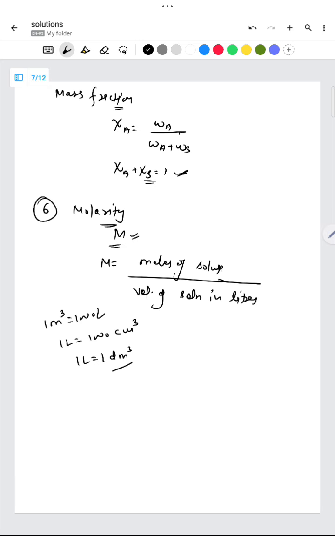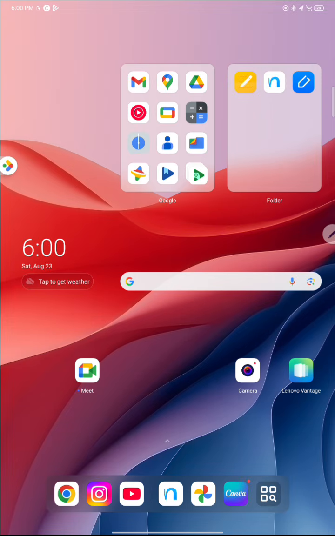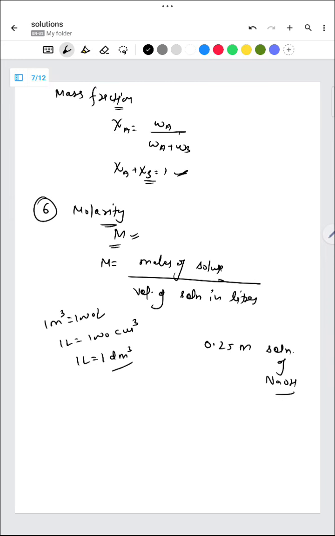Okay, now if I'm saying that we have a 0.25 molar solution of NaOH, then it means, I'm so sorry, then it means we have 0.25 moles of NaOH in 1 liter of water.